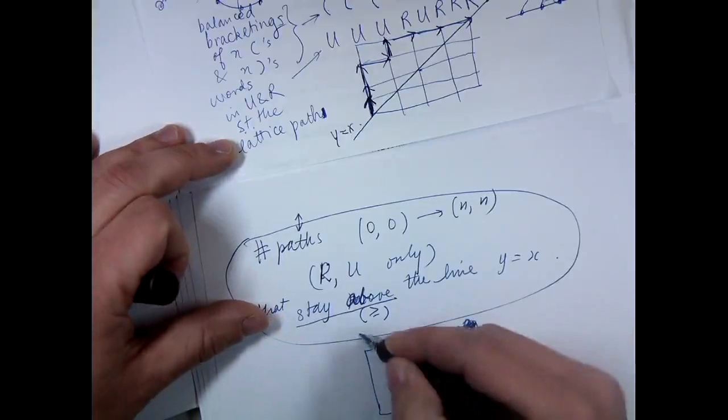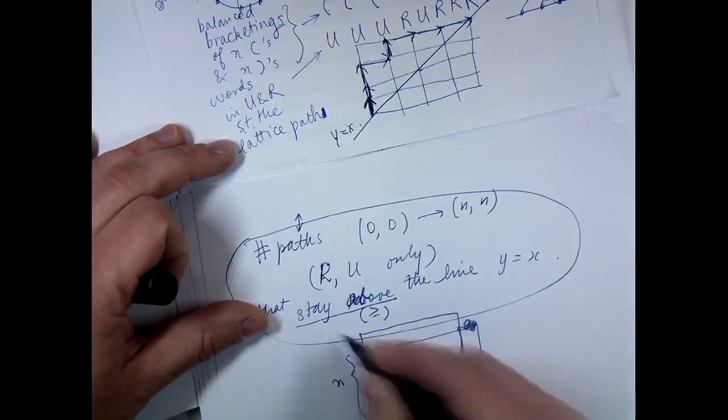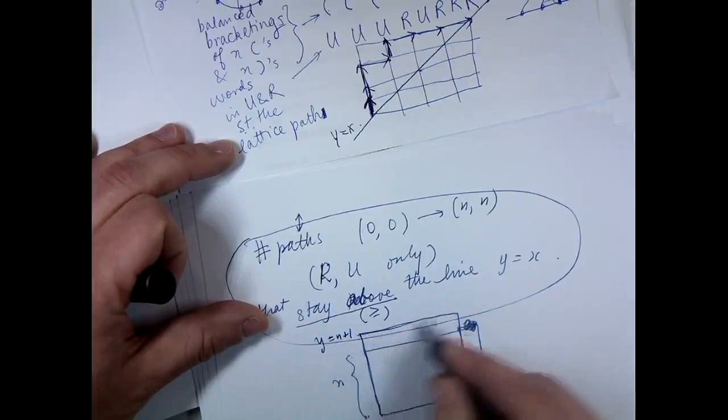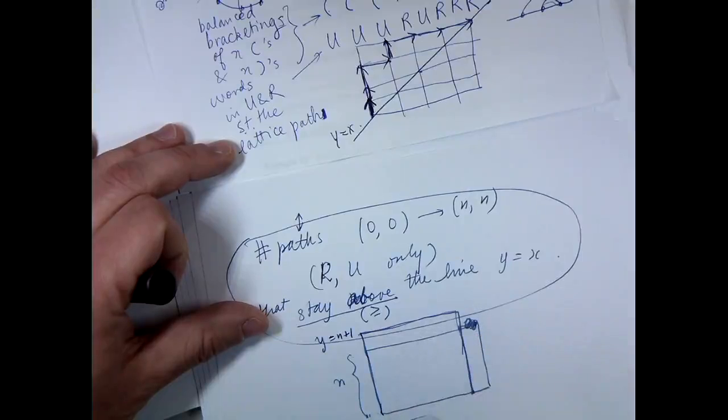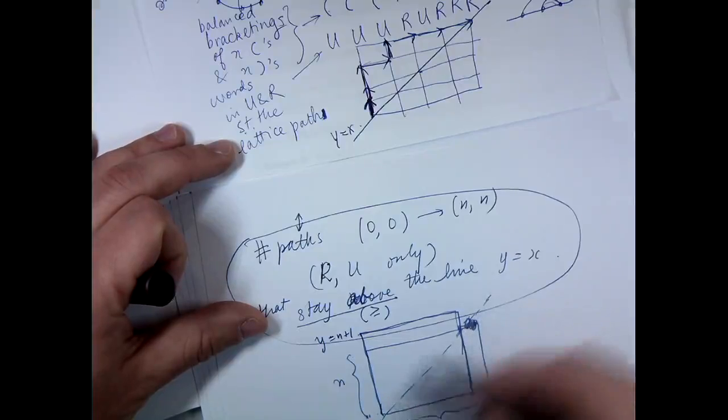Okay, I'm going to do it this way. I'm actually going to have n, and then this will be the height y equals n plus 1. So I'll have an n plus 1 by n box. So it will be n plus 1 high and n across. So once again, there's this line y equals x. So staying above the line y equals x, that's actually the same.